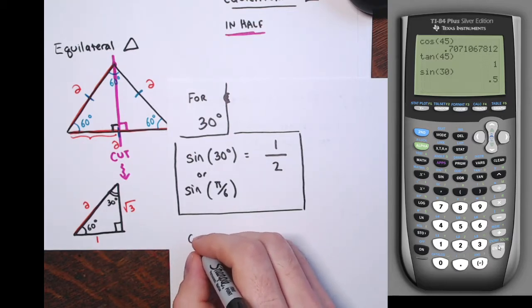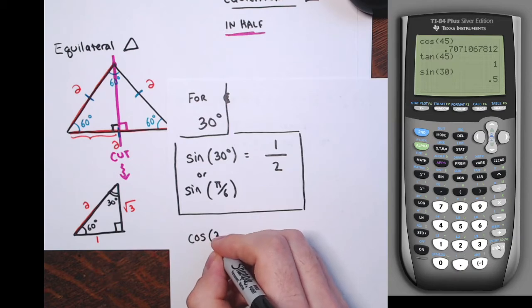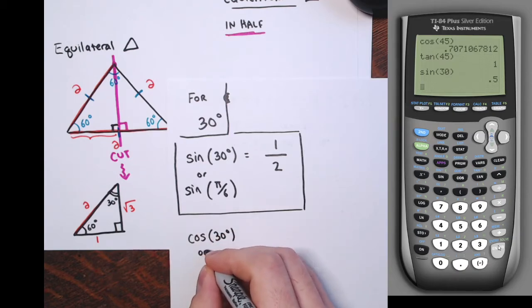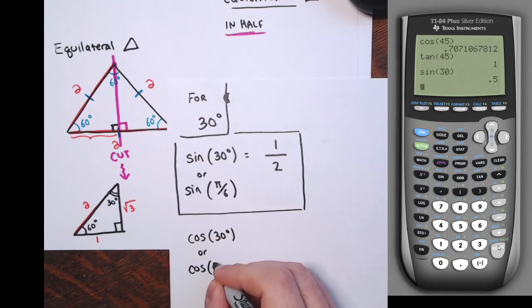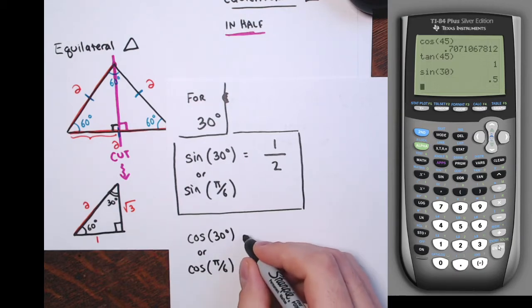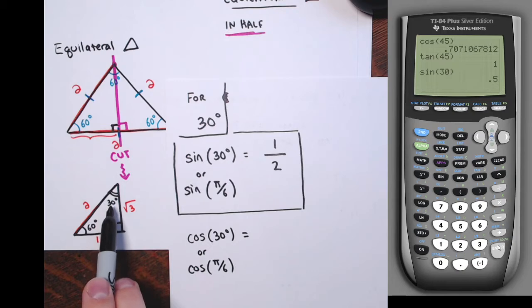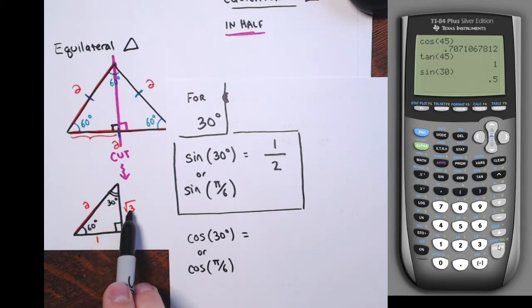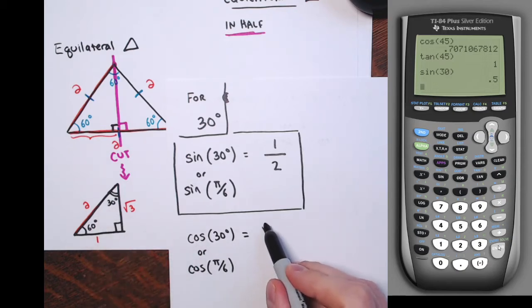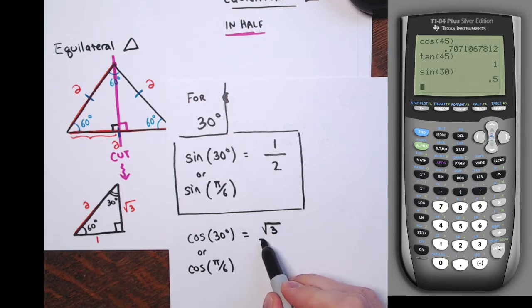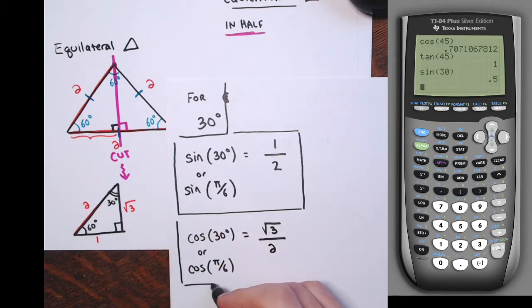Then the cosine. What's the cosine of a 30-degree angle? Or the cosine of a pi divided by 6 radian angle? Same thing. Again, you're focusing on the angle measure that's 30 degrees. So I'm looking at this angle up here. Remember, that's the adjacent length. So this time the numerator is the square root of 3. It's different. Divided by the hypotenuse, 2. Adjacent divided by hypotenuse. So there you go. Square root of 3 divided by 2.